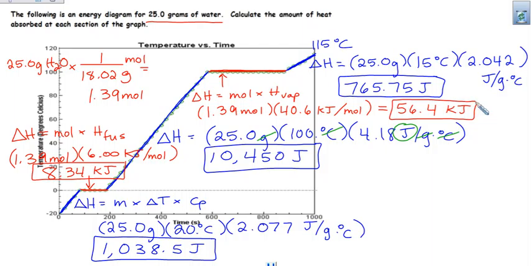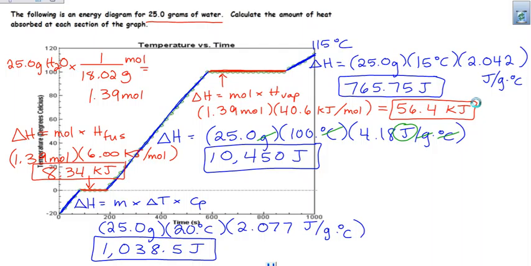So there's how we'd use these 3 equations to calculate energy changes associated either with a phase change or with a temperature change. Now they could ask me, what is the total amount of heat absorbed to take 25 grams of solid ice at negative 20 degrees all the way up to steam at 115 degrees Celsius? What if they asked me for the total amount of energy absorbed? So you're probably thinking, oh, just add them up, right? Absolutely, just add them up.